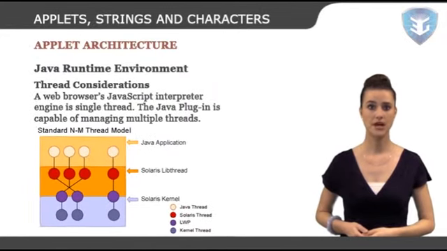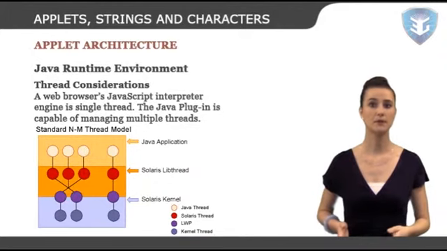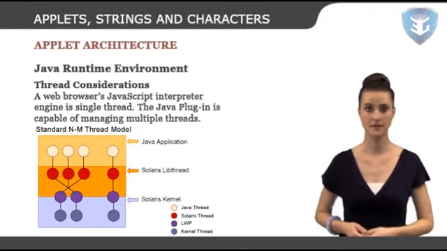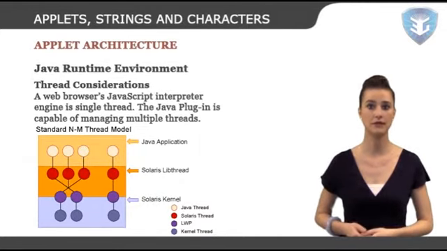Thread considerations. A web browser's JavaScript interpreter engine is single-threaded. The Java plugin is capable of managing multiple threads. The Java plugin creates a separate worker thread for every applet. Applets themselves may be multi-threaded. Applets making JavaScript to Java calls and vice versa should be designed with thread-related issues in mind.